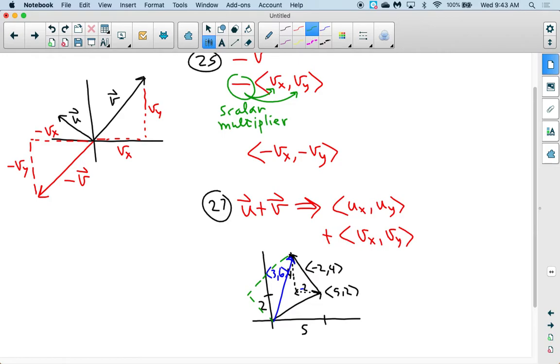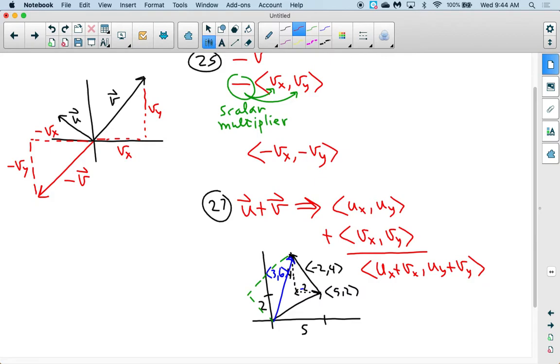So if you come back here, let me just finish this little line here. If we're adding these vectors here, all we do is we just add the components. So this would just be ux plus vx, comma, uy plus vy. Okay, like so.